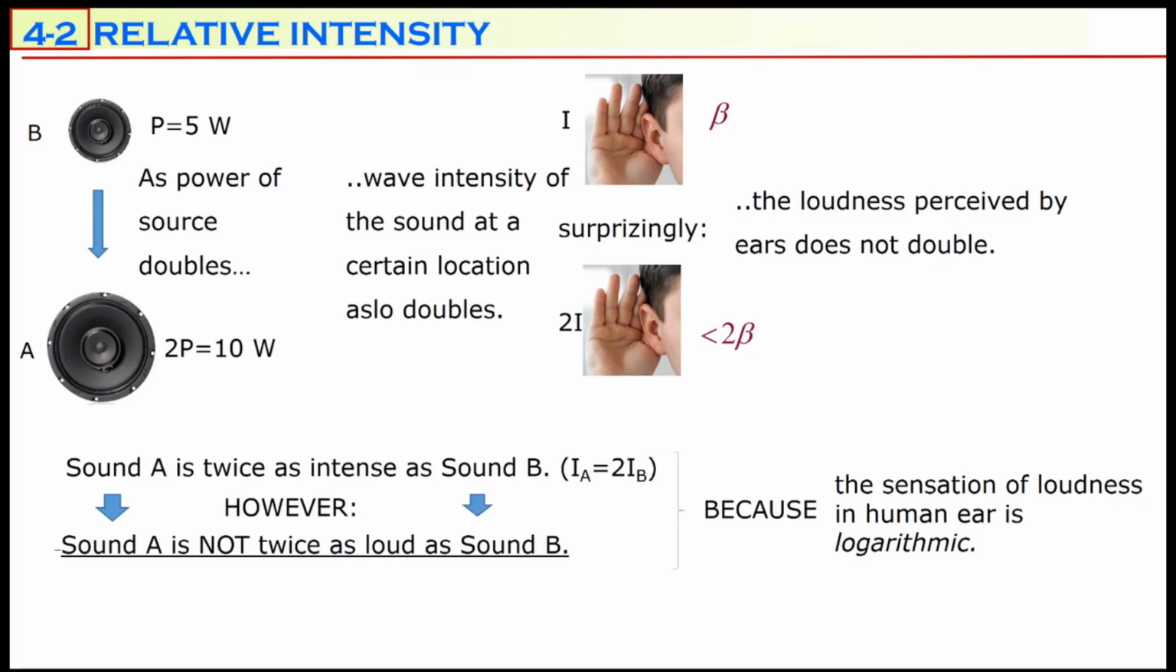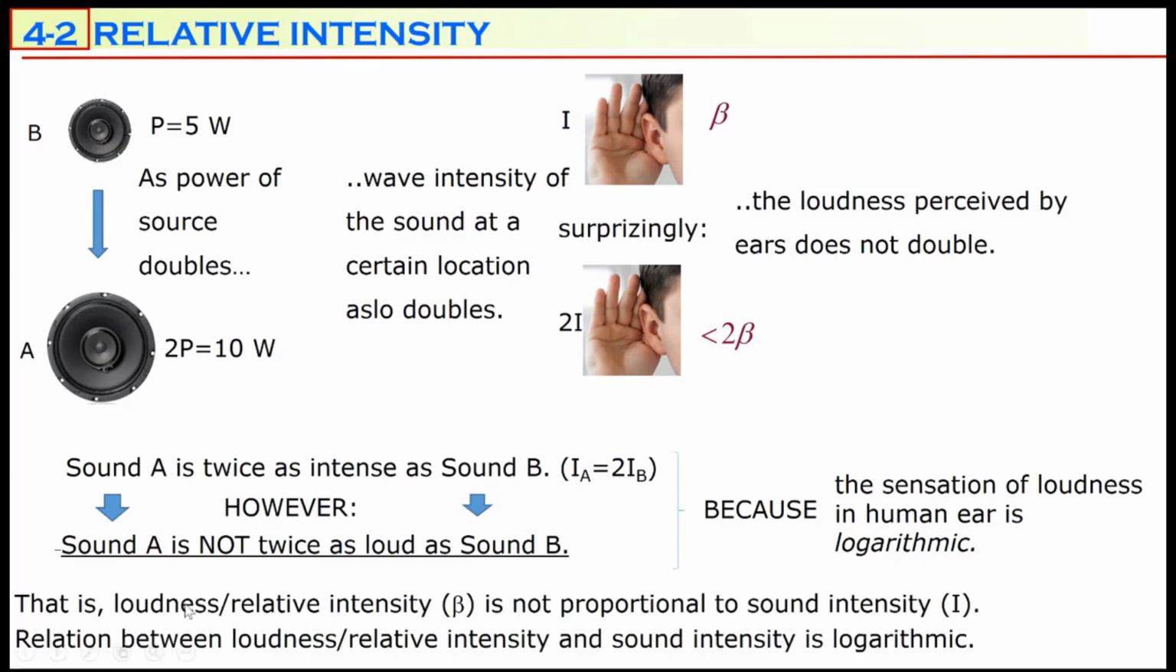It's changing logarithmically. For example, logarithm 5 is 0.7. If I take logarithm 15, then if it were directly proportional, it must be 3 times 0.7, which is 2.1. But logarithm 15 is not 2.1, it is 1.2. The reason is that the human ear does not sense loudness directly proportional to sound intensity. Loudness is changing inside your ear by a logarithmic ratio. So loudness, relative intensity, beta, is not directly proportional to sound intensity. The relation between loudness, relative intensity, or decibel level and sound intensity is logarithmic.